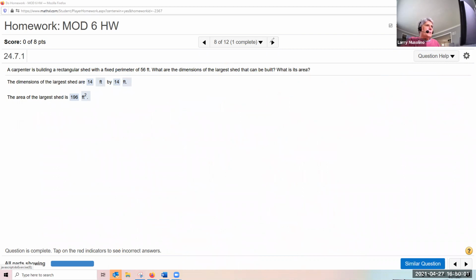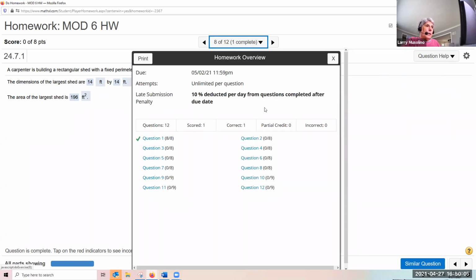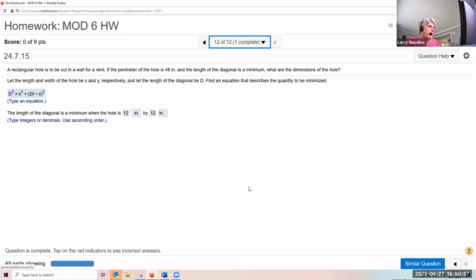Folks, let's do maybe one more. If we come here, it says you're going to cut a rectangular hole in a wall. The perimeter of the hole is 48 inches. We want the length of the diagonal to be a minimum.